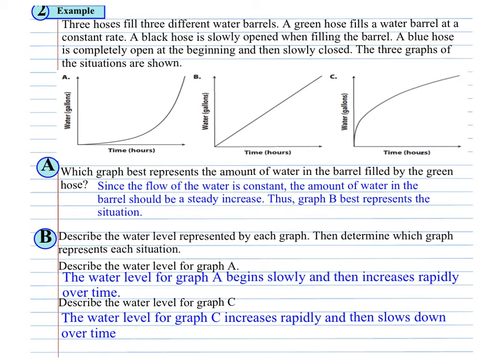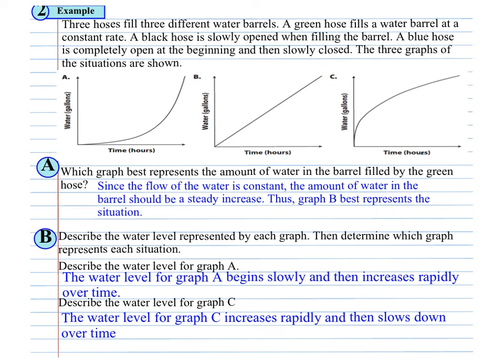That information helped us fill out A and B. A says, which graph best represents the amount of water in the barrel filled by the green hose? Since it said it was consistently rising at a constant rate, we said that since the flow of the water is constant, the amount of water in the barrel should be a steady increase. This is a steady increase. Thus, graph B best represents that situation.